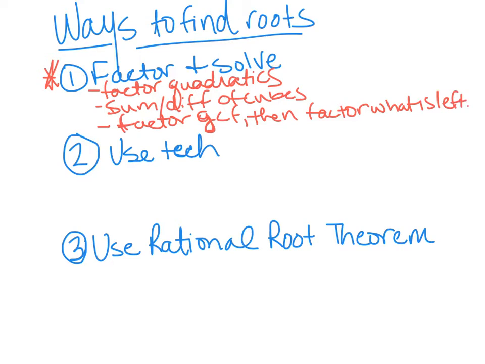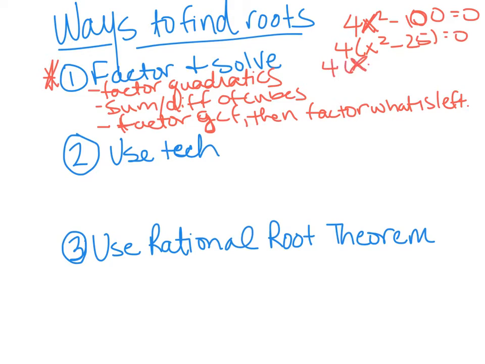So I might have something like 4x squared minus 100, and I'm told to solve that. Well, the first thing I want to do is find the GCF, which is 4. I'm left with x squared minus 25 equals 0. Which, x squared minus 25, is that difference of squares? So we just do x minus 5, x plus 5.